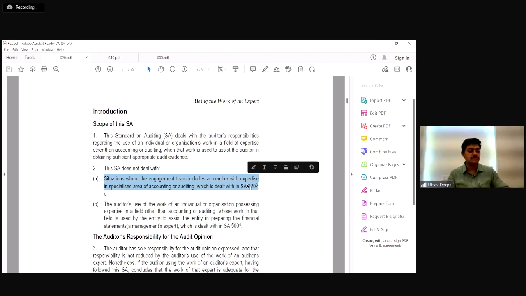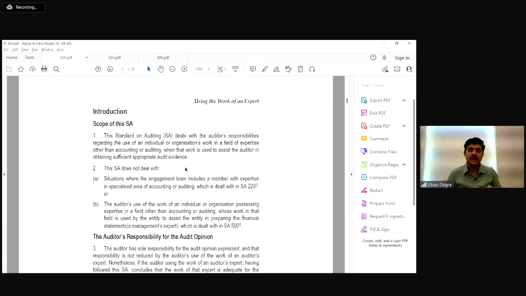The people who have been included in the audit team must be specialized in accounting, preparing financial statements, and auditing the same. So it is apparent that the person who has been included in the team is a member and is himself an expert in accounting and auditing. However, they are not dealt with by this standard on auditing. This particular standard excludes them, the management's expert and the experts in the specialized area of accounting or auditing.